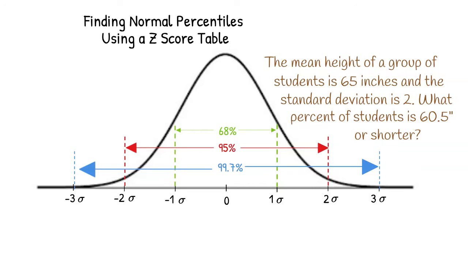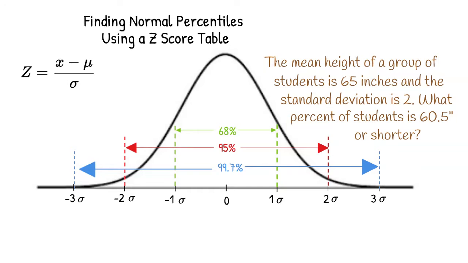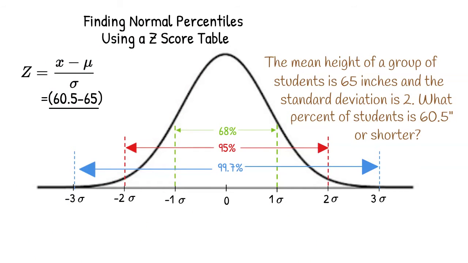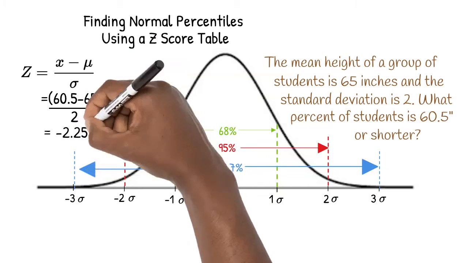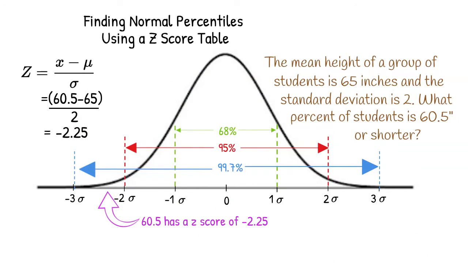We start by calculating the z-score using the formula z equals the given height minus the mean of the sample over the standard deviation of the sample. 60.5 minus 65 over 2. 60.5 has a z-score of negative 2.25.